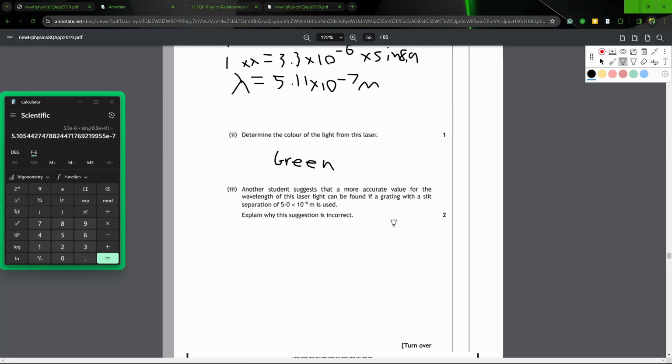Another student suggests that a more accurate value for the wavelength of the laser light can be found if a grating with a slit separation of 5 times 10 to the negative 6 meters is used. Right, well, explain why this suggestion is correct, so we can go and murder this other student.